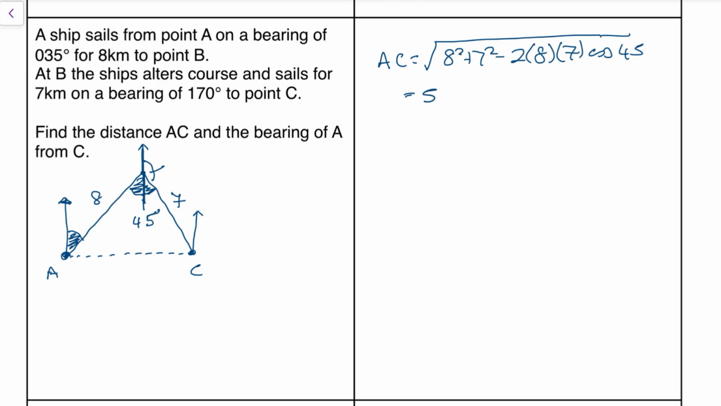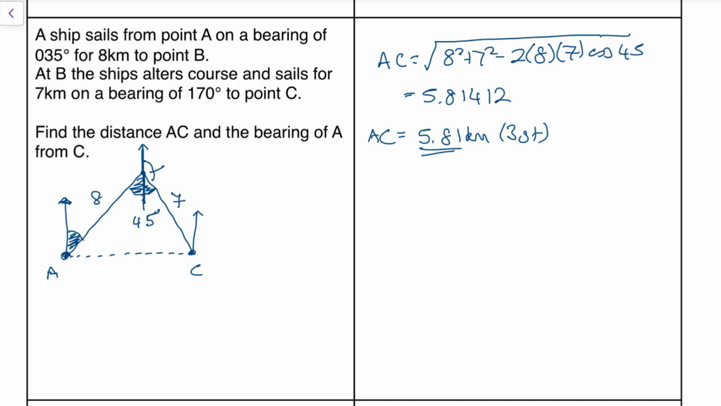And that's going to be 5.81412. Now, I'm going to use this to calculate the bearing. So I'm going to have lots of decimal places, but I'm going to present this answer as 5.81 kilometers to 3 sig fig. So that's my answer to AC.